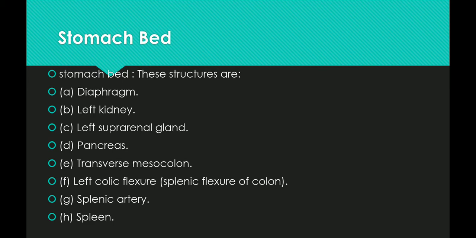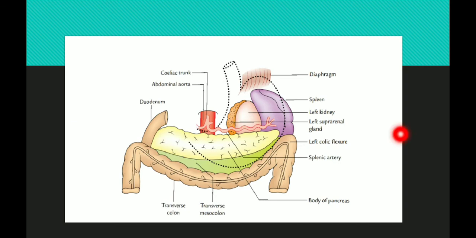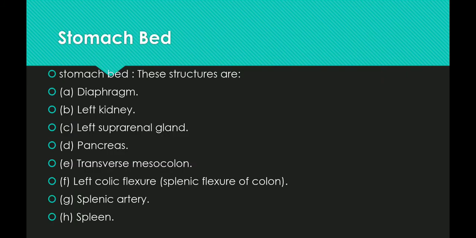In some books there is colic flexure. Don't get confused: left colic flexure is equal to the splenic flexure of the colon. So this is the picture: left colic flexure, spleen, diaphragm, left kidney, transverse colon, transverse mesocolon, body of the pancreas.